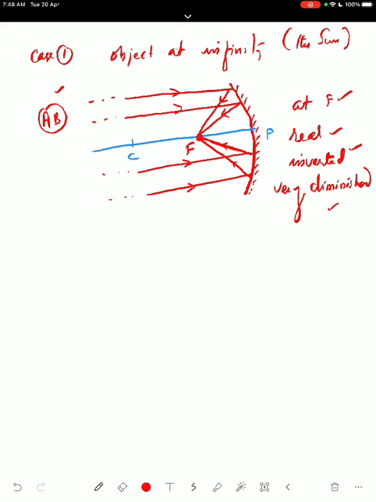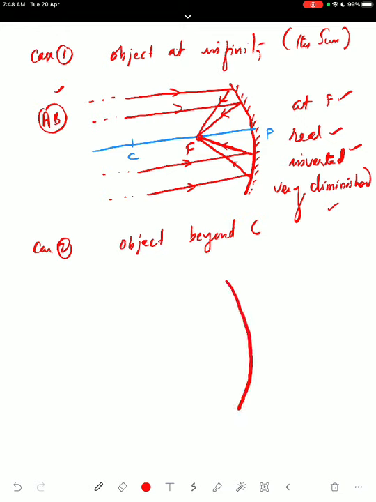So, this is case 1. When the object is at infinity, you have to remember where the image will be: it is at F, a real, inverted, very diminished image. Case 2: we take the object a little closer, object beyond C, the center of curvature.